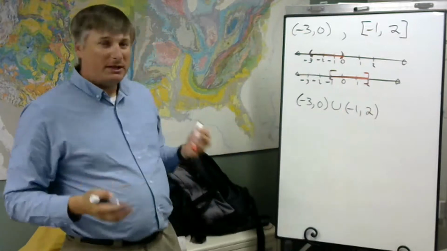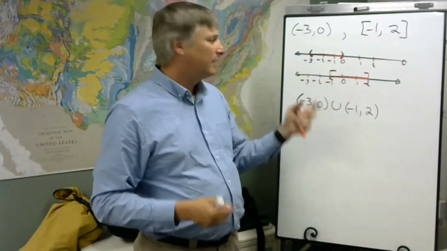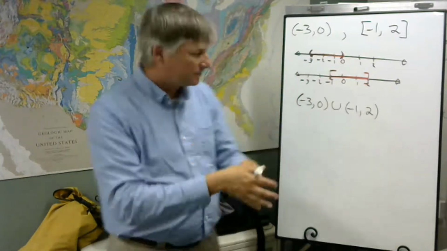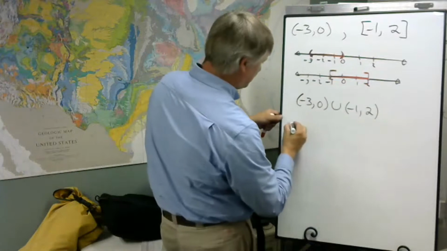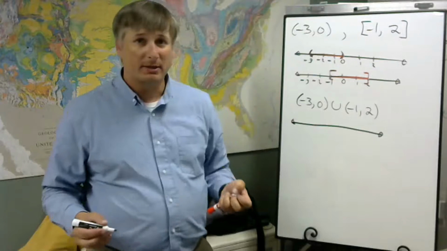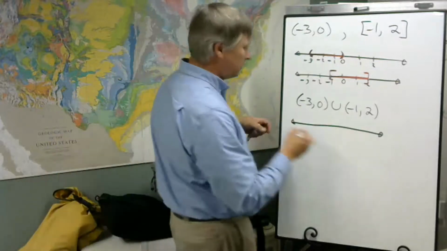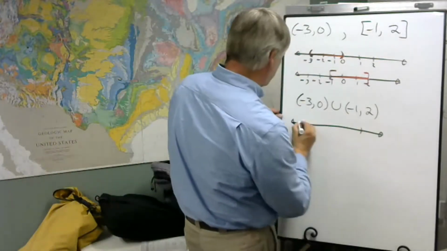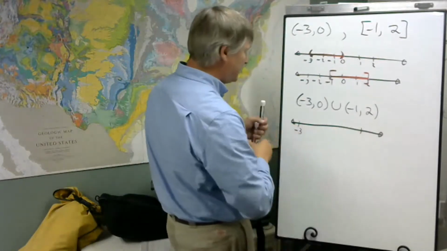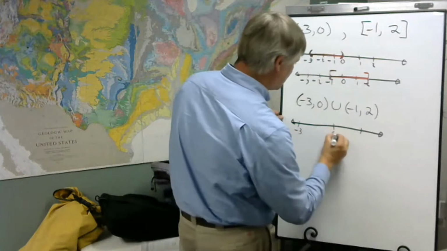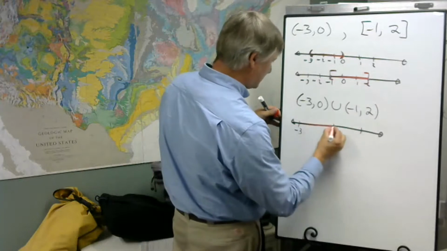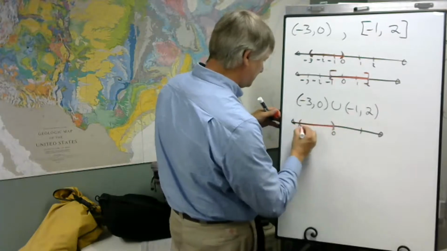Well, if we take all the numbers from here and dump them into a box, and the numbers from here and dump them into a box, what are we going to get? Well, the question we're going to ask is, what numbers do we end up getting? For this first interval, we're going to get all the numbers from -3 to 0. So we're going to get those. But we don't get 0, we don't get -3.